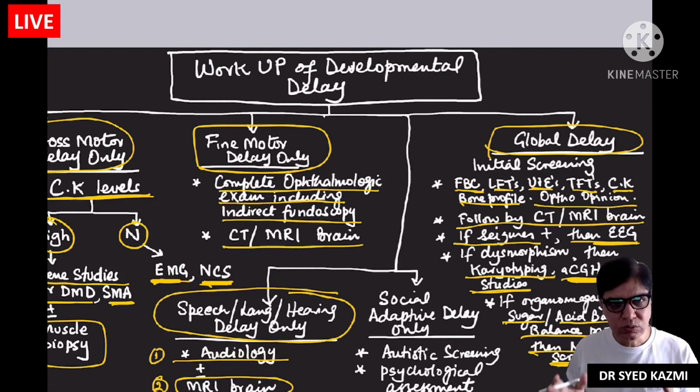And in this way, the results of these tests can then guide you to the underlying pathology which is causing a global developmental delay. So I hope you find it easy to understand what your workup approach should be once you identify whether the developmental delay is in one domain or is a global delay.